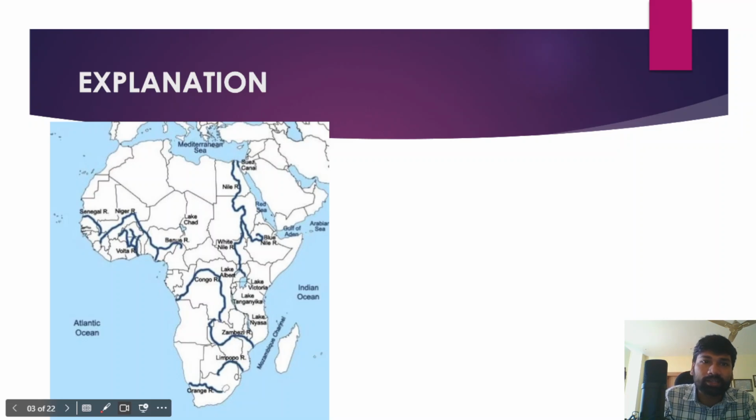The Nile River is one of the longest rivers of the world, and it drains into the Mediterranean Sea. I hope this is very clear, along with the Nile River and the other rivers.